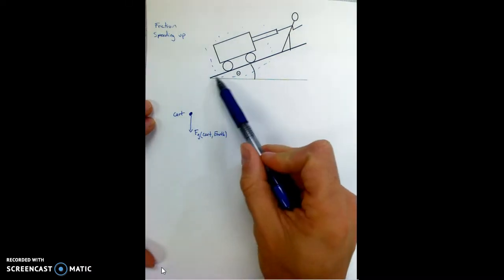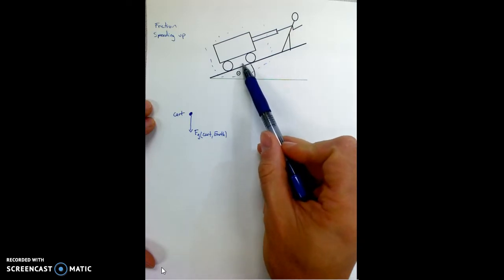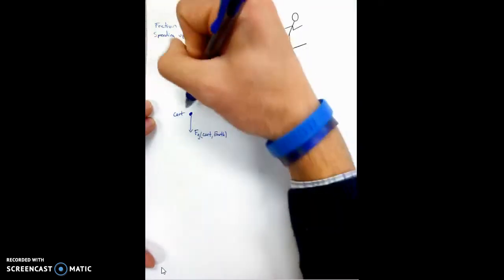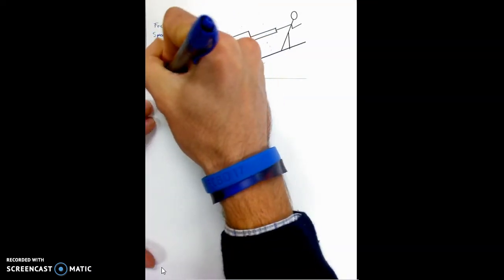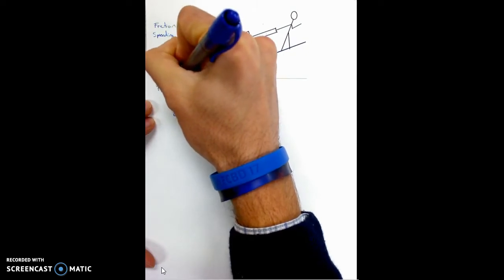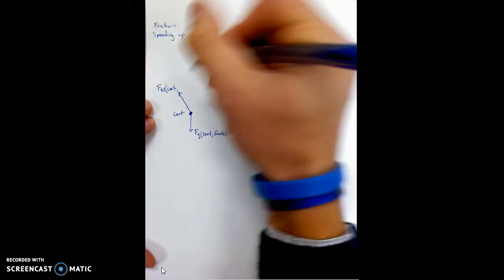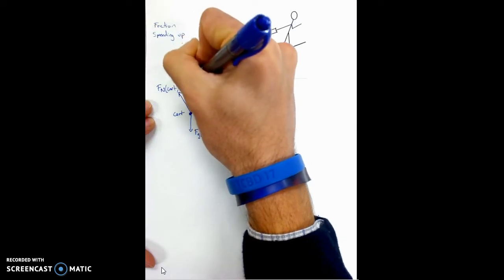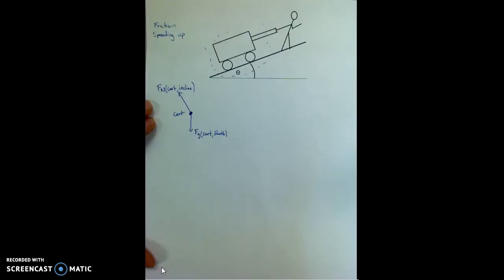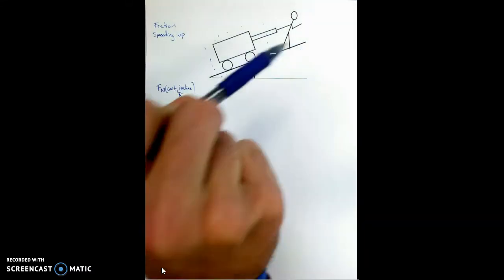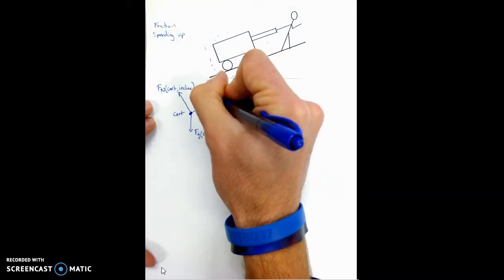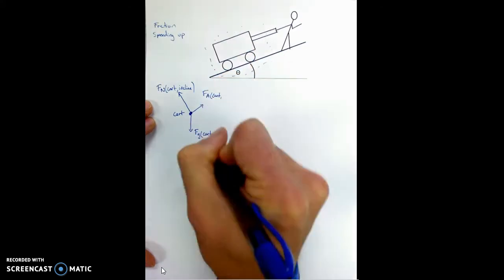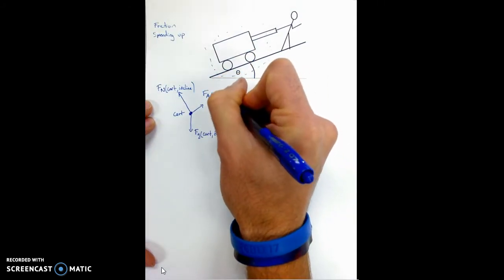My normal force, since this is an angled component, is always perpendicular to my surface. So my normal is going to be off at an angle like this. I'm going to say Fn on the cart by the incline or the ramp. And it looks like we also have an applied force pulling us up the incline. So I'm going to say we have an applied force, Fa, on the cart by the person.